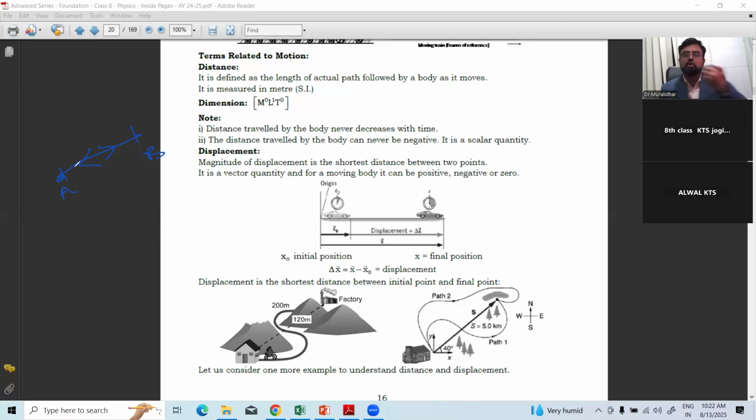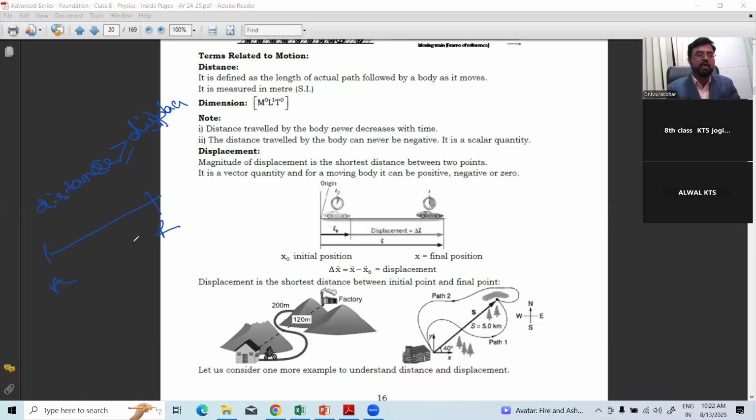Forward direction is positive, backward is negative. Suppose this is 2 kilometers. He moved 2 kilometers forward, and again came back 2 kilometers. So 2 minus 2 becomes 0. He has not moved anywhere. Even though he covered some distance in both directions, displacement is 0. So there is only one case where distance and displacement are the same. Distance is always greater than displacement, except in one case, equal to, where it is a straight line.